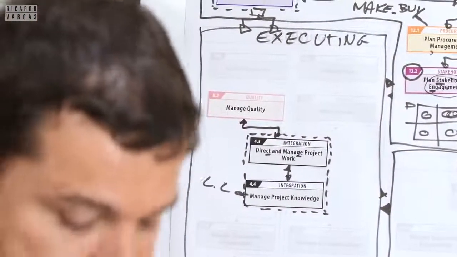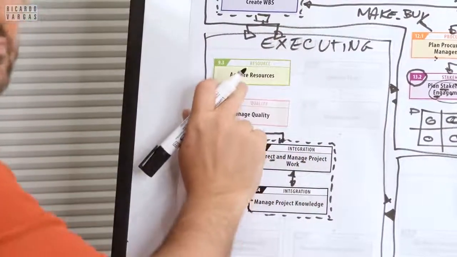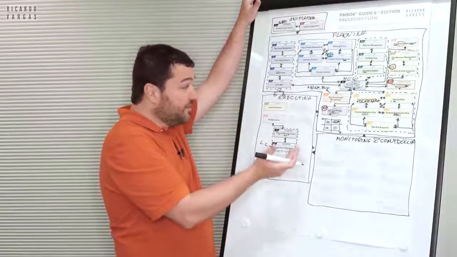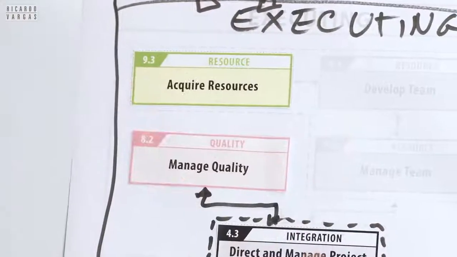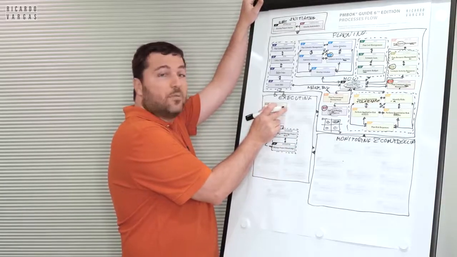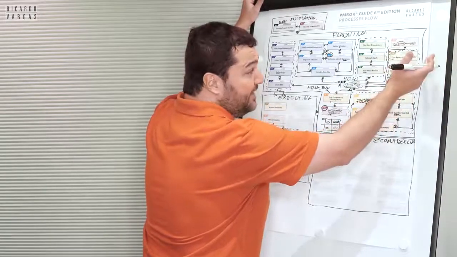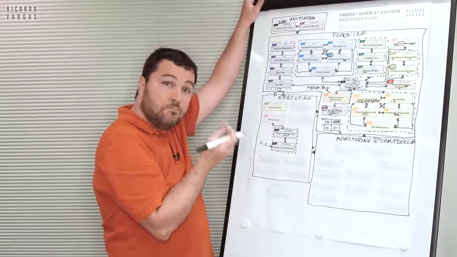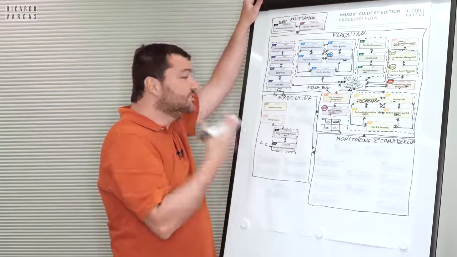Now related to resources. You will acquire the resources. Here is where you will hire new team members, buy materials, buy things, and this process is a central process here in the execution, together with this, because the work will be done by these resources. And it's very important. Why do we do it here and not in the planning? Because I always try to do this as late as possible because this is money.